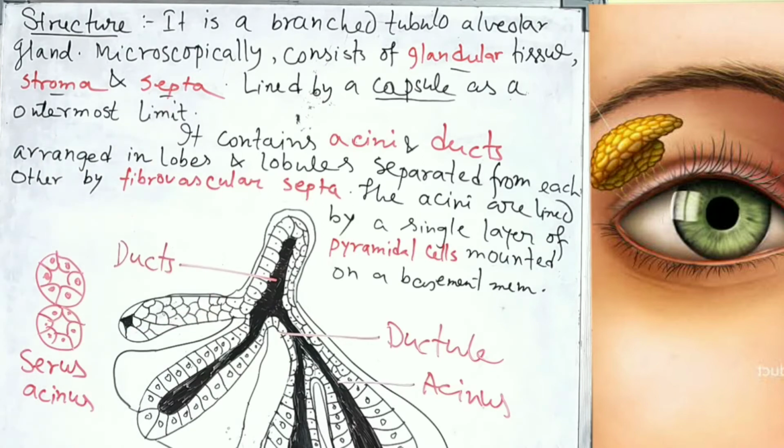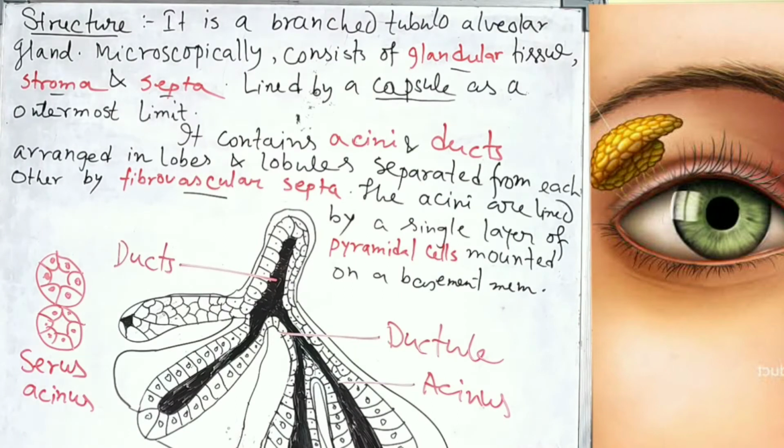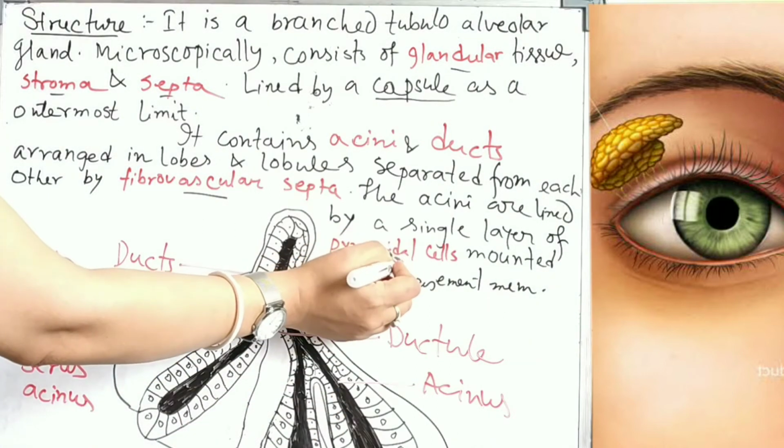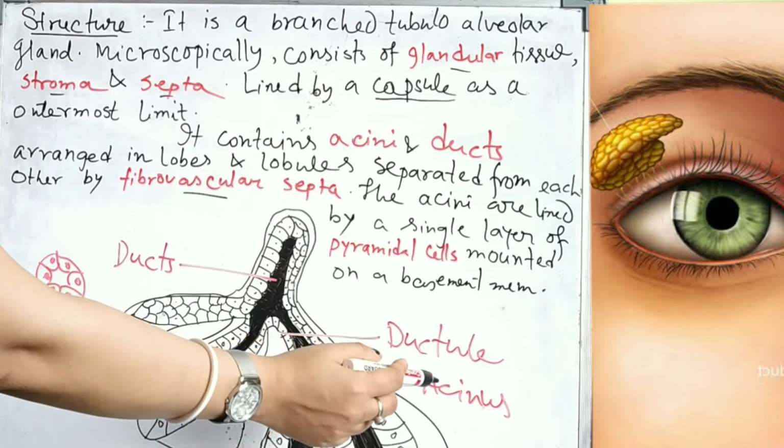It contains acini and ducts arranged in lobes and lobules, which I have told. And they are separated from each other by a septa. Now what is a septa? Septa is the membranous structure which divides particular parts of the body. Here the septa is called fibrovascular septa. The acini are lined by a single layer of pyramidal cells, which are the lining cells of the acinus.